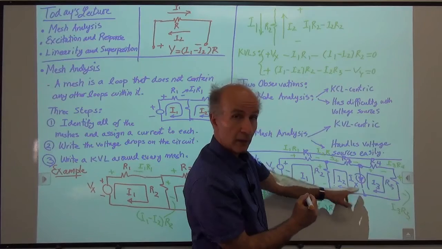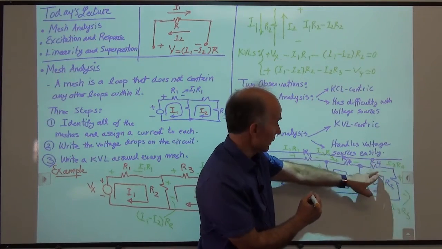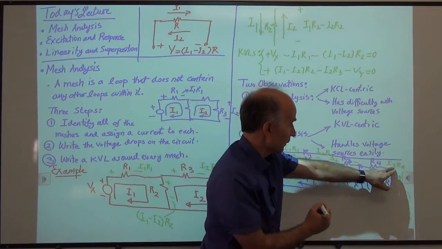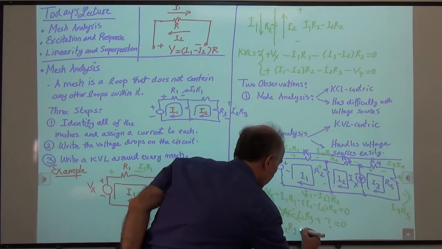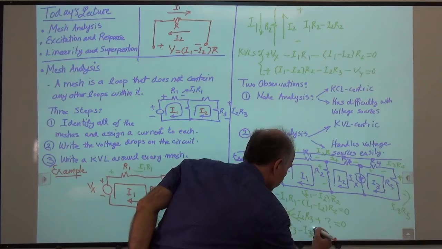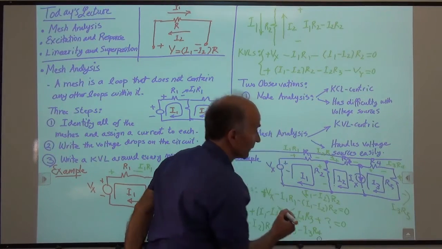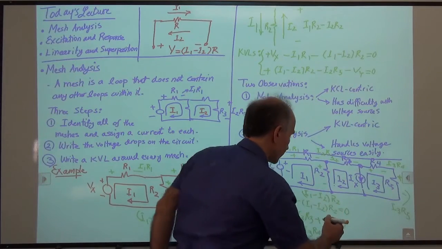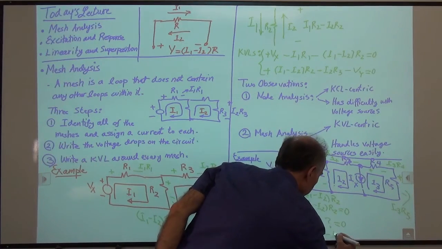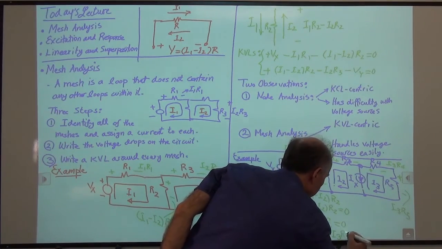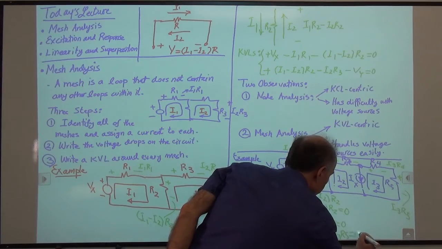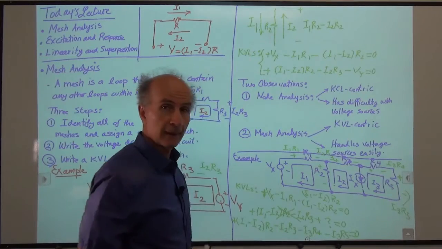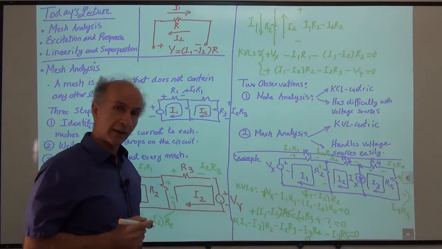So I'm not going down here. I'm continuing within my super mesh. So I get here and I have going down the potential of R4. So that's minus I3 R4. And finally I go down through R5. So that's minus I3 R5. And this has to be equal to 0 because I'm coming back to where I started. Right? So that's a legitimate KVL that we have written.